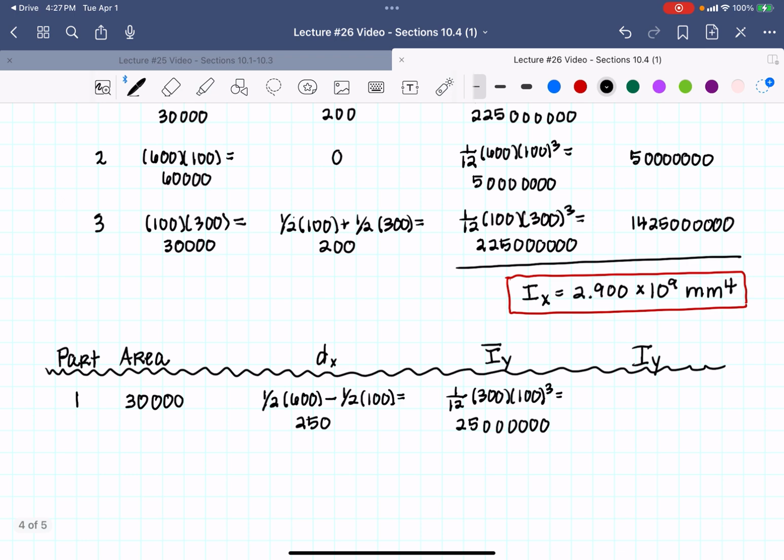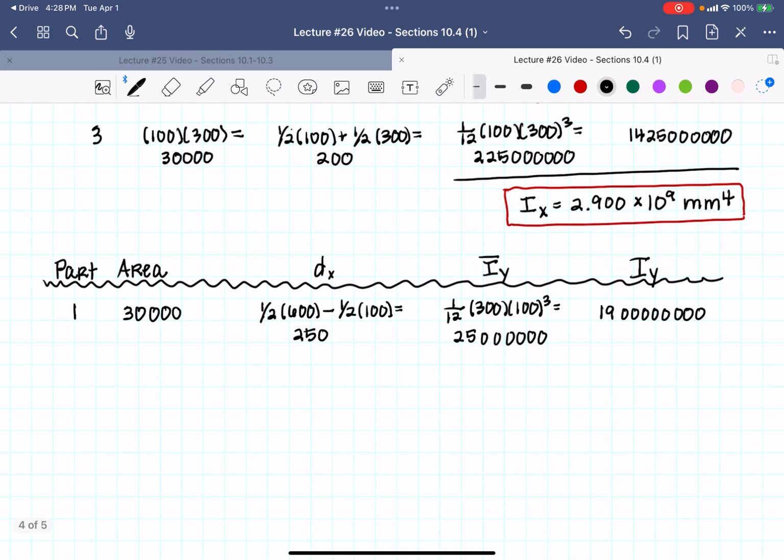And so I of y, when we add all that together, we're going to get 19 with several more digits. I just keep everything in the calculator. Keep your totals in the calculator. And you're going to multiply that one by 2 because area 3 is exactly the same. So I'm going to make that note, area 1 and 3. So we're going to need to multiply this one by 2.